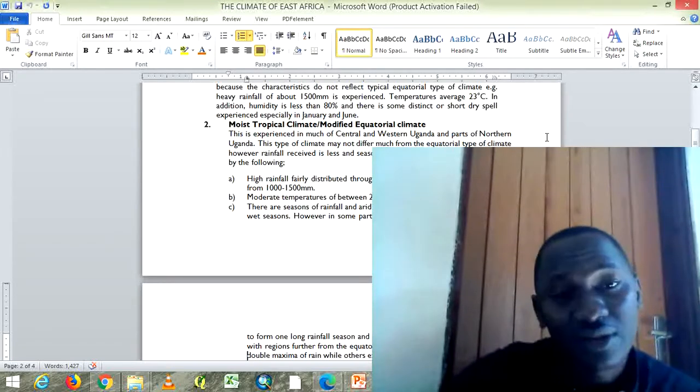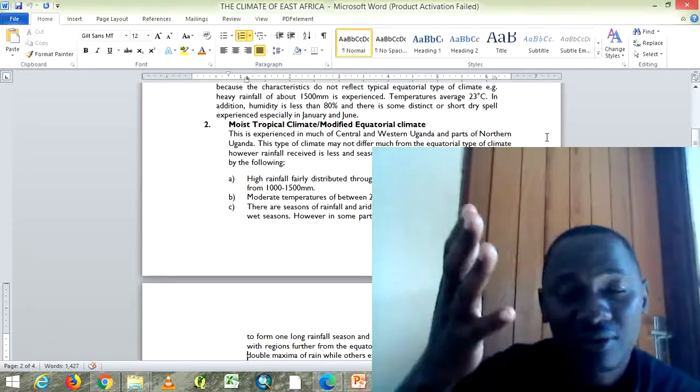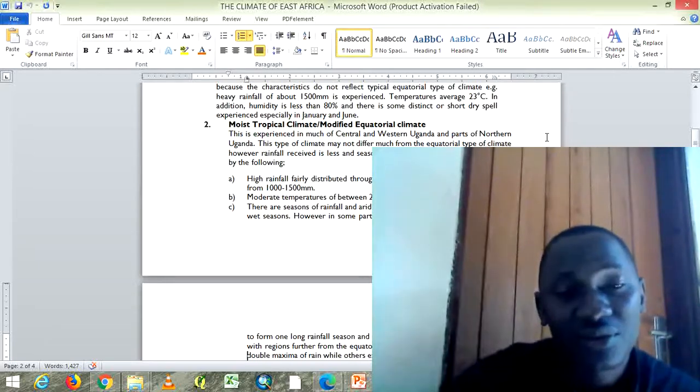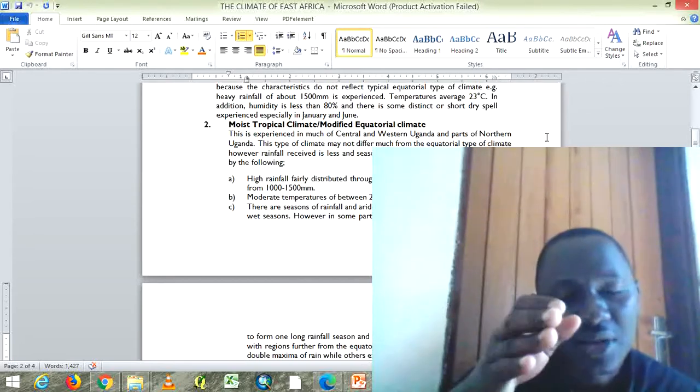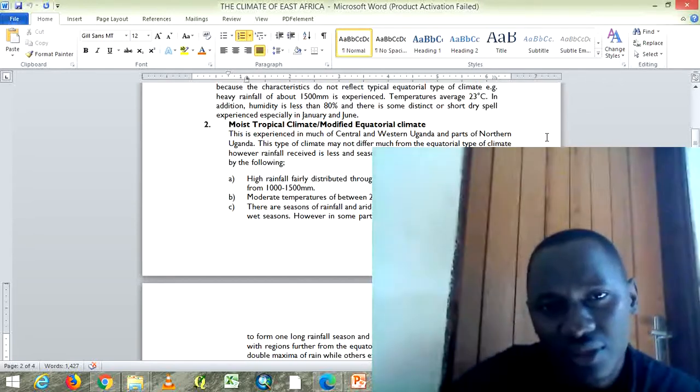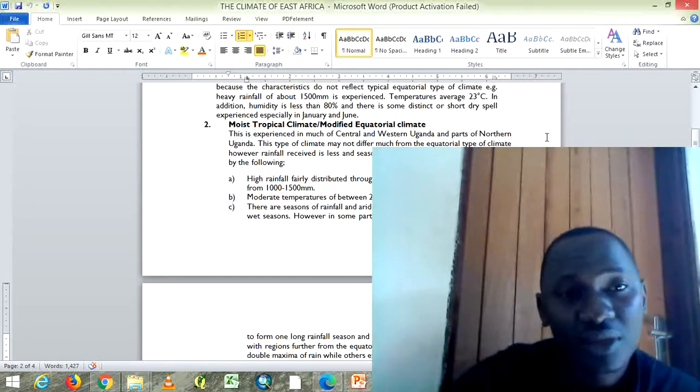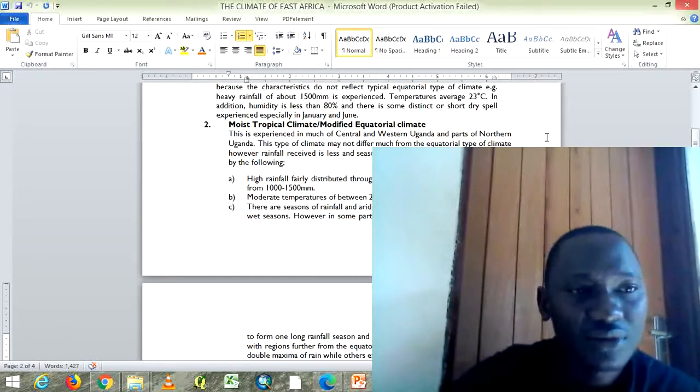And that kind of classification would mean the whole of Uganda, for example, because Uganda does not even reach 5 degrees north and 5 degrees south of the equator, since Uganda is 1 degree south and 4 degrees north. So the whole of Uganda would be experiencing true equatorial climate, but it's not the case.